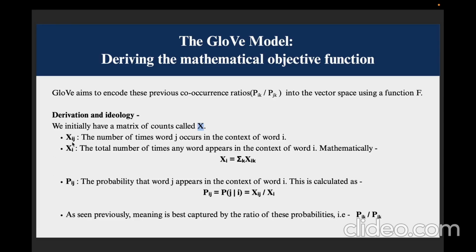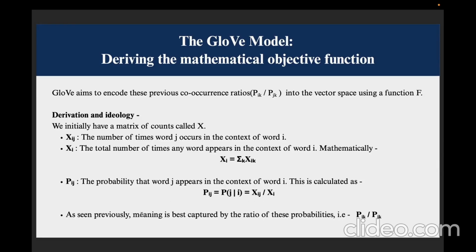The basics that should be known for this are that we have a word count matrix X. Xij represents the number of times word J occurs in the context of word I. In the context of word I, we should remember this. Then Xi is the total number of times any word appears in the context of word I. That is mathematically a summation of a whole row, which can be written as summation over k of Xik, that is all the cells in that row. Pij is P of J given I, which is Xij divided by Xi. This is a traditionally used conditional probability formulation.